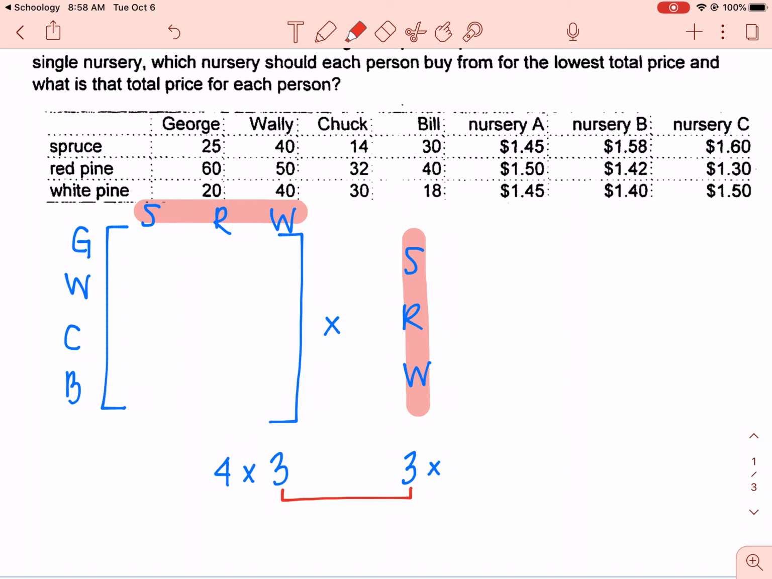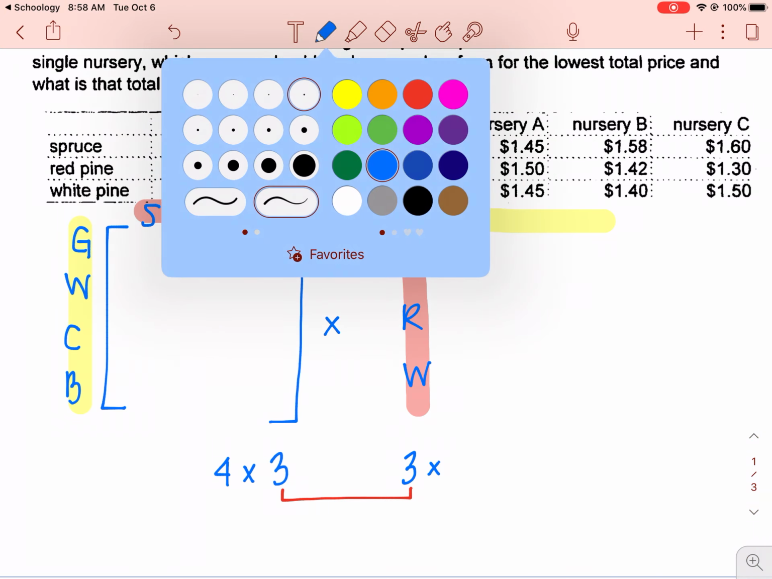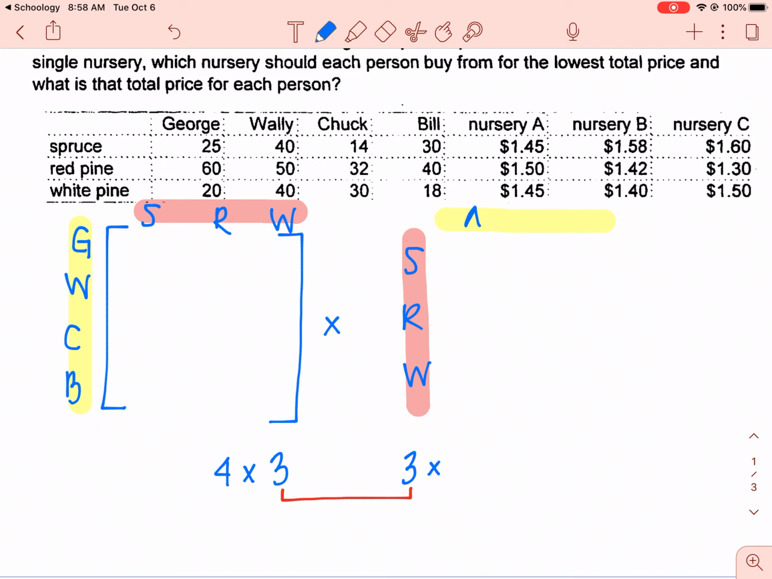In the end, I want person compared to what nursery. So nursery needs to go up here. Look at my highlighting. This will be extremely helpful. So on top, I now want nursery A, B, and C, which in the end will leave me with a 4x3.